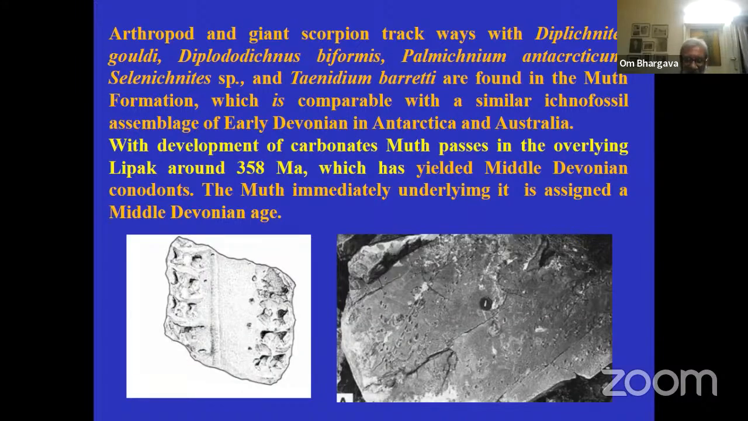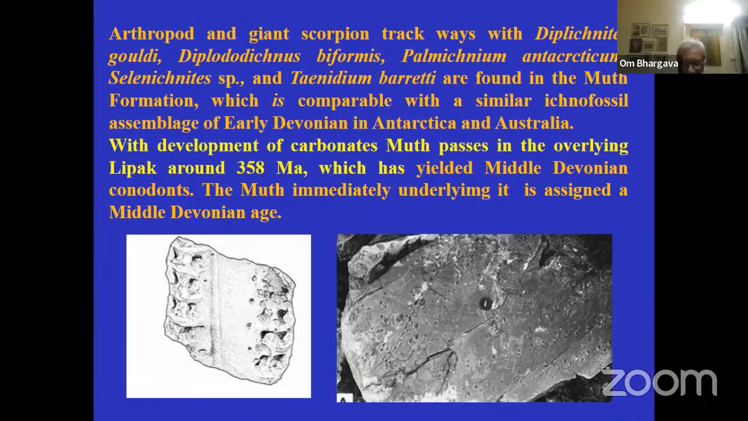Now, with the slight deepening, what happens is that most of the clastic part is in the deltaic part, and the sea is free from detritus. And then the sedimentation of carbonate begins. But it's very gradual, it fluctuates between stable, deeper, shallow alternation. And finally, the Muth passes into, this is the first band of the carbonate, which is taken to mark the beginning of Lipak.